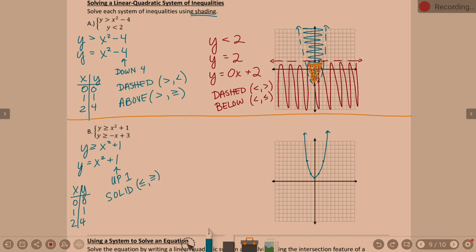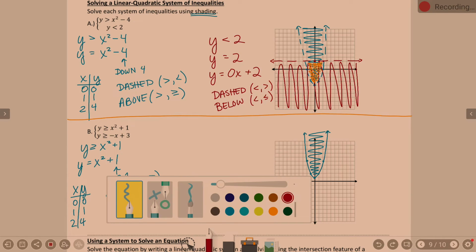Where would you like me to shade? Yeah, we have a greater than symbol. So that's going to be shading above. Any type of greater than will take us above. Above this parabola, again, is inside the parabola. Below the parabola would end up outside in this case. Now, what if my parabola was upside down? Then below it would be inside the parabola, but above it would be outside the parabola. Okay.